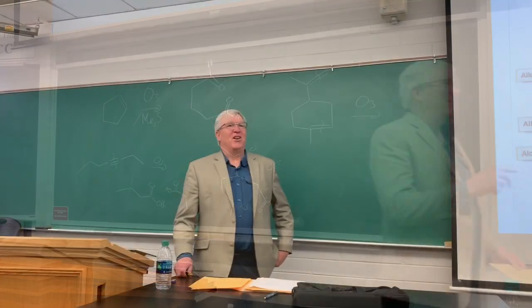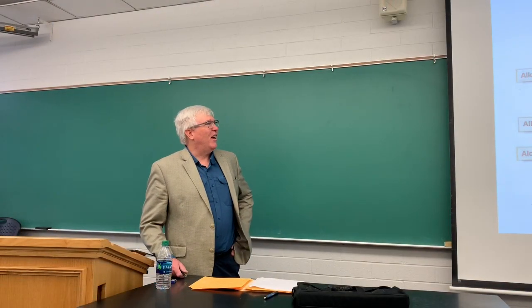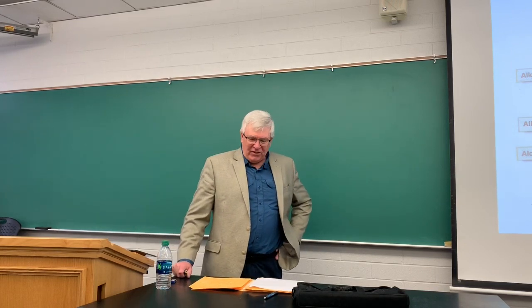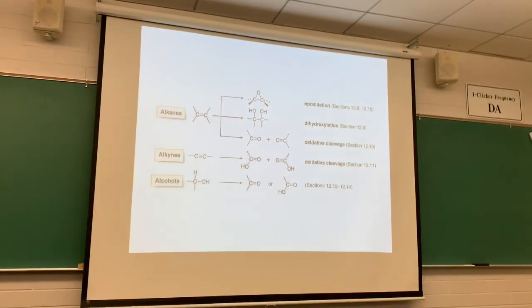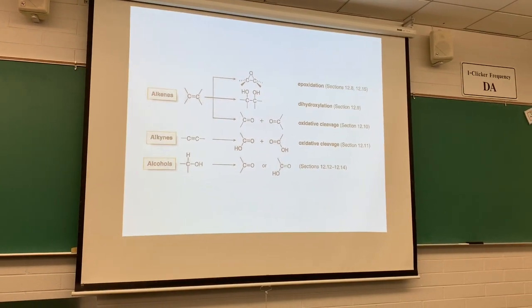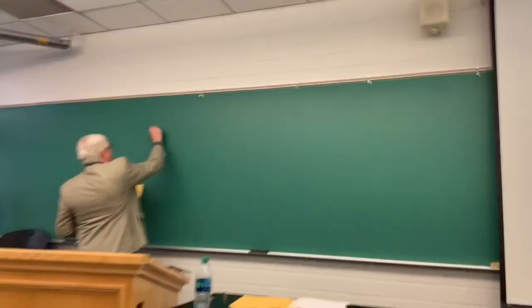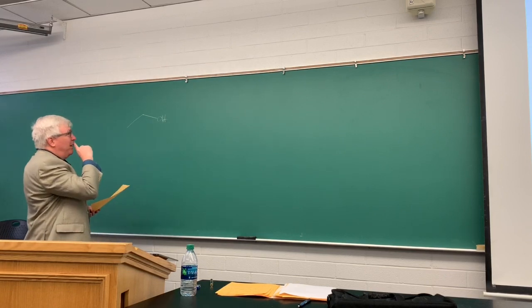Should take us about. So we just covered what? Ozonolysis. We did dihydroxylation, epoxidation. Our last thing is alcohol oxidation. And the key thing on alcohol oxidations here is we go from an alcohol to a carbonyl. So let's see, what type of carbonyl is it going to be?